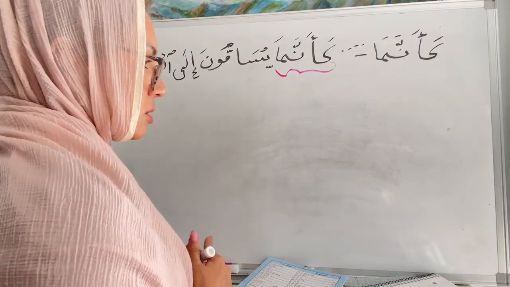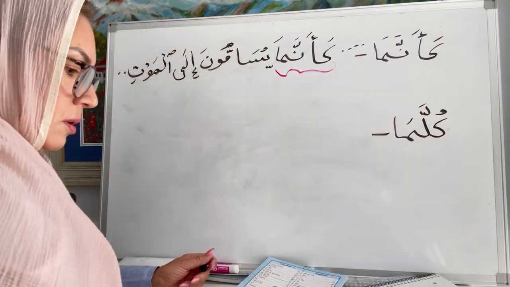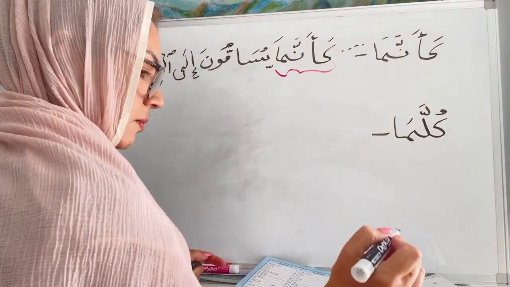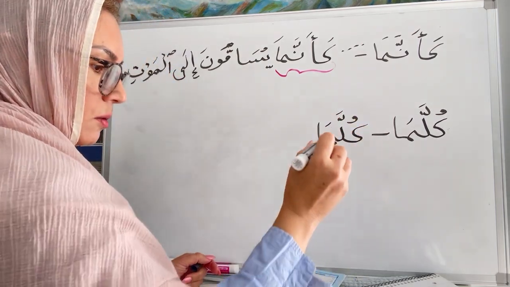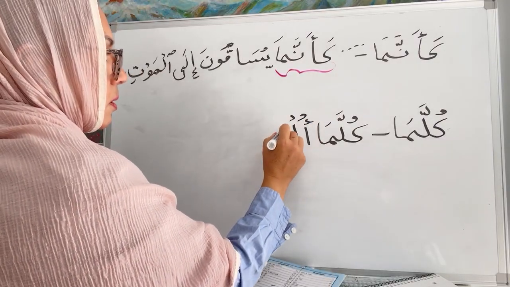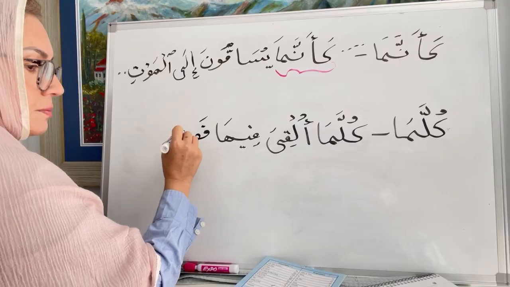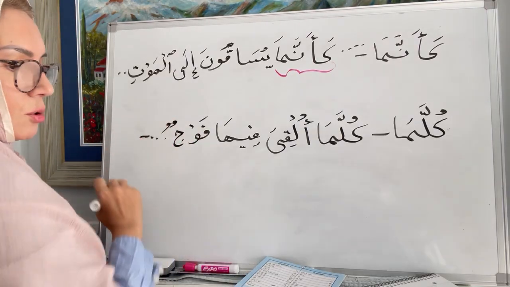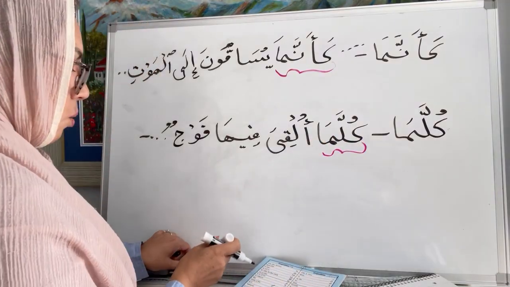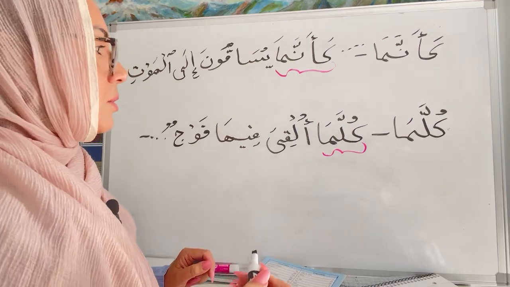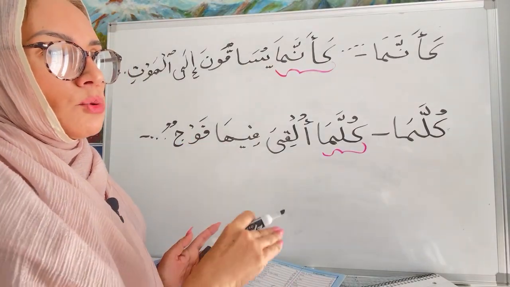Okay, so the next one, the last one actually, is كلما. And كلما means whenever. So whenever. كلما ألقي فيها فوج, and then it goes on. Okay, so كلما meaning whenever, or sometimes we can say every time. Whenever. ألقي means thrown. فيها, in it. فوج meaning a group.